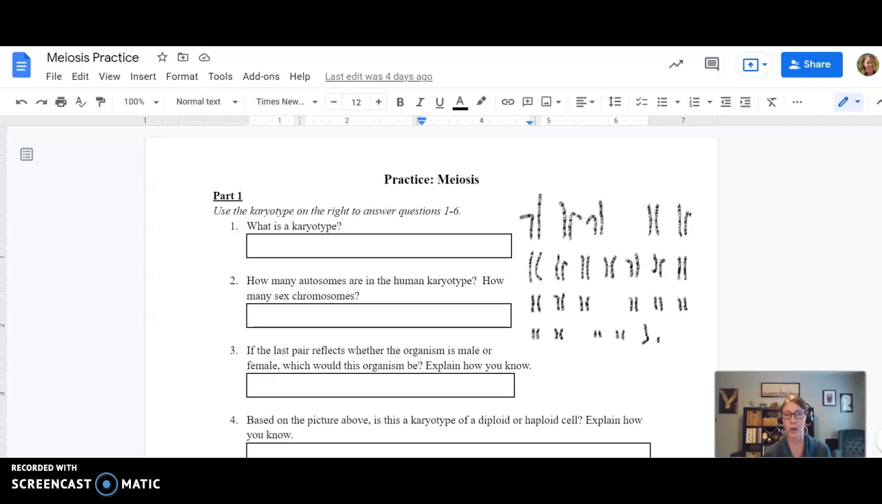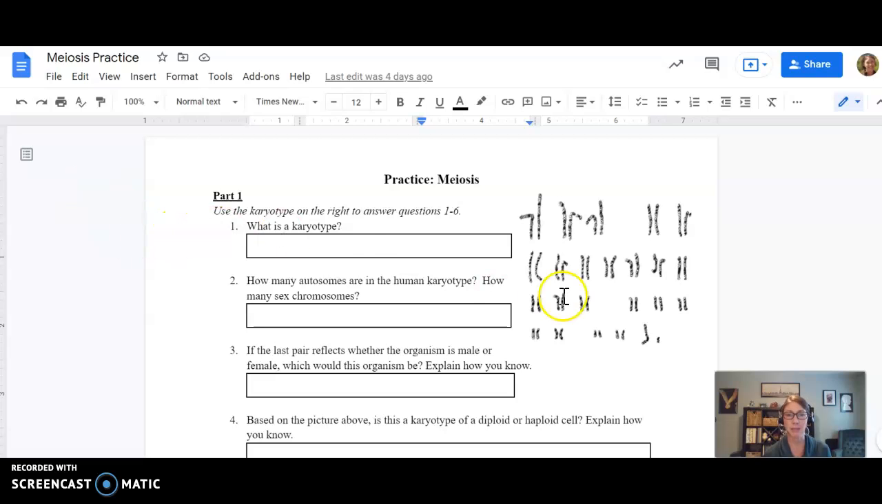Hi Biology, this is a walkthrough of the Meiosis Practice assignment. You should be completing this after you've done lesson 4.3. Watch the video, take in the notes, because otherwise you might find this pretty challenging. So if you've done lesson 4.3, let's jump on in.